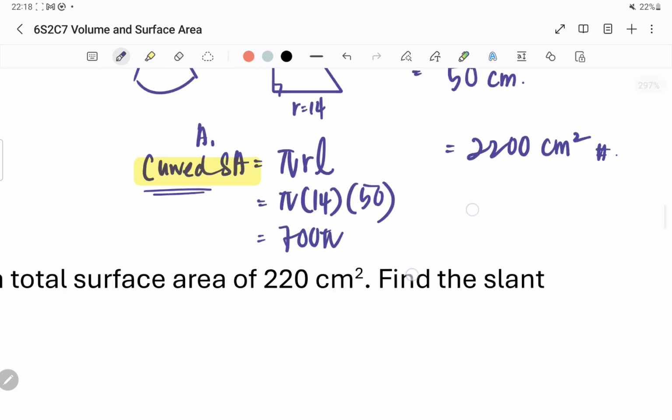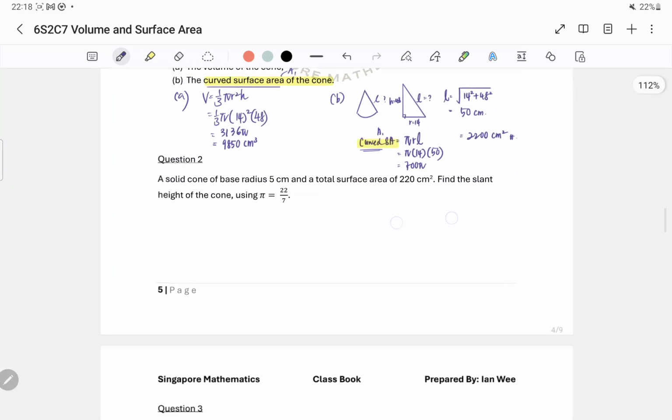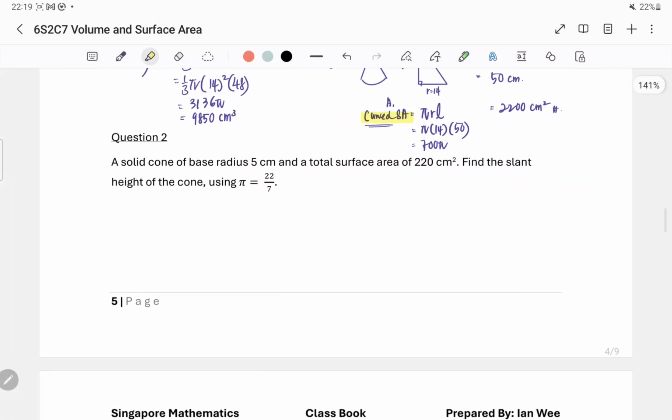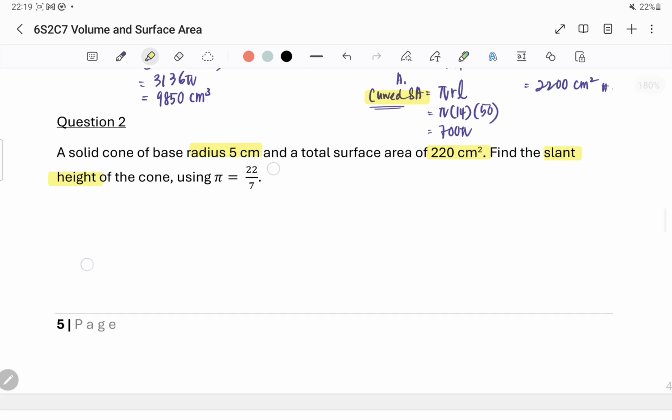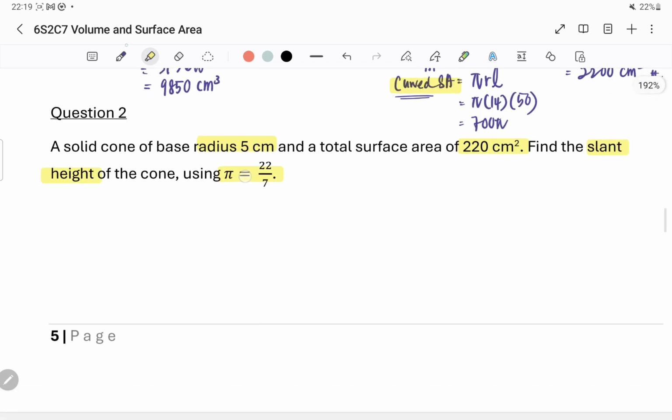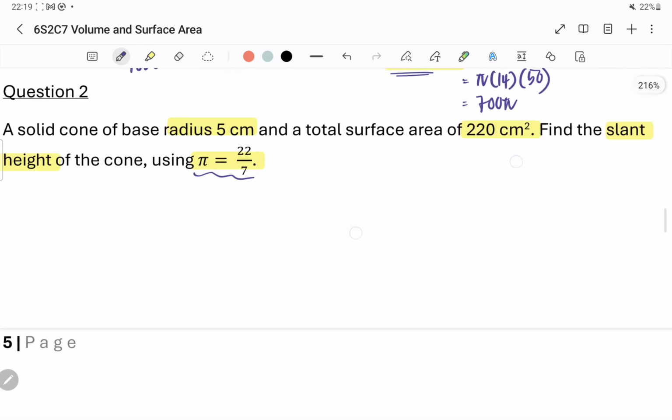Next, a solid cone has a base radius of 5 cm. The total surface area equals 220 cm squared. Find the slanted length or slanted height of the cone using pi equals 22/7. If the question gives you pi as 22/7, please still use 22/7, otherwise you will get a different answer. So you have your radius equals 5 cm, and the surface area is also given as 220.